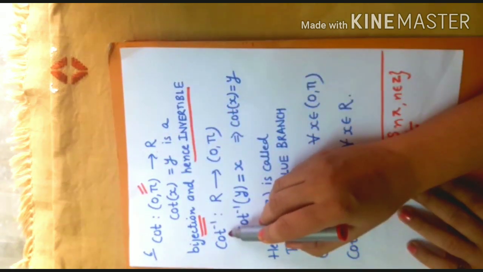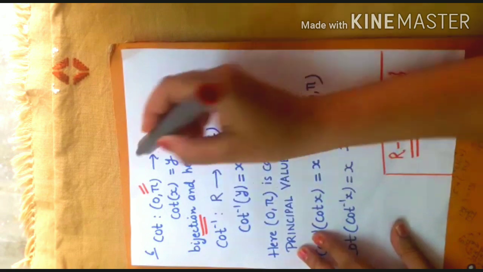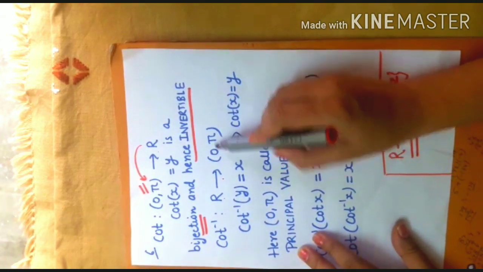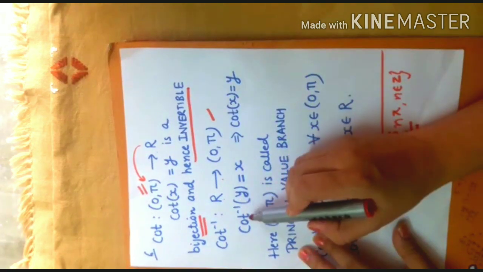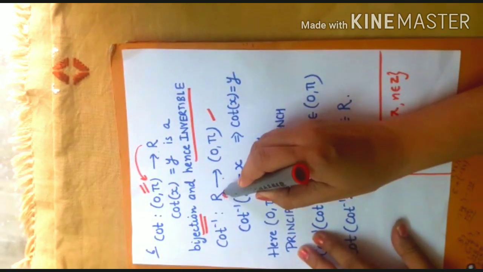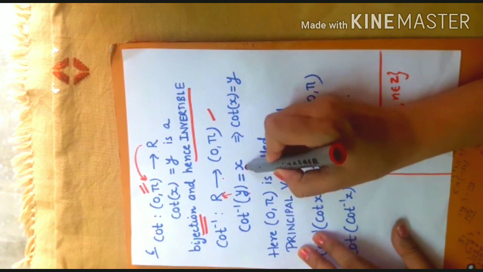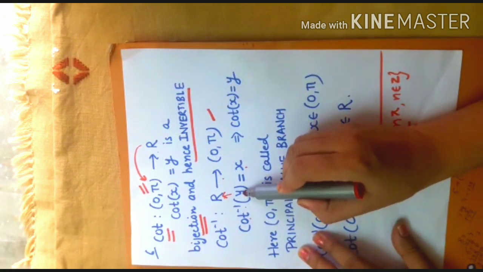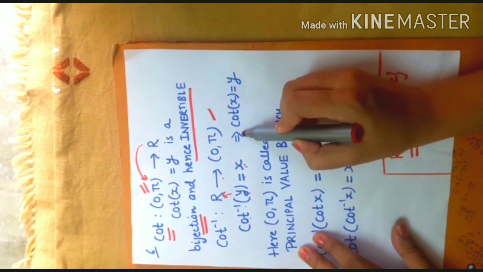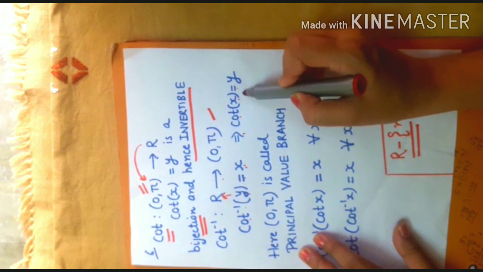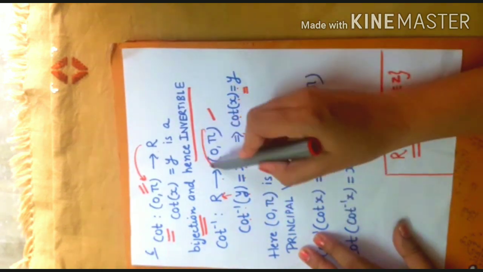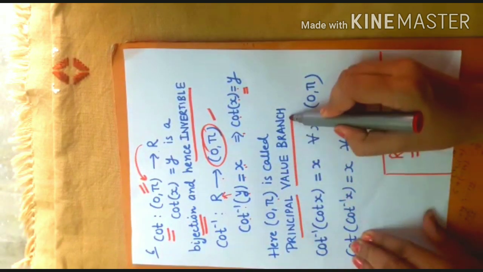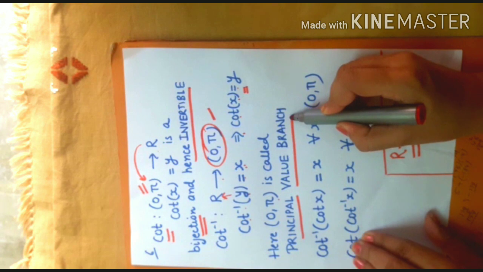So cot inverse will be from R to the open interval 0 to pi. Every element of this set will be associated with its pre-image under the function cot. When I write cot inverse y is equal to x, this will imply cot x is equal to y. Here, this open interval 0 to pi is the principal value branch for cot inverse function.